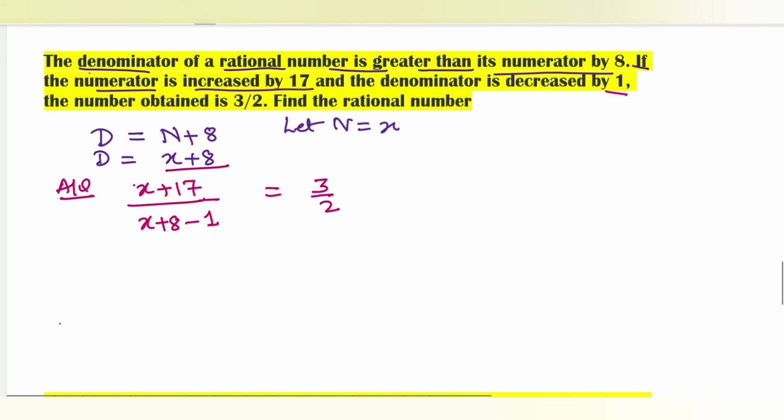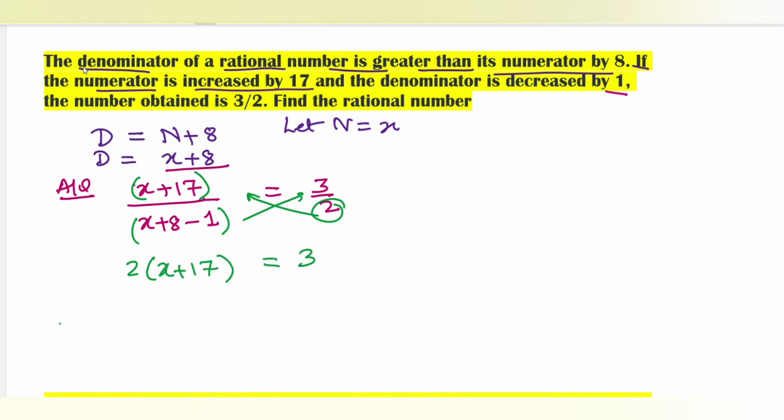So again we will solve for x. These are two terms, so put them in brackets first. Okay. Because when we cross multiply, we will take these together. So what comes to x plus 17? 2 comes. So 2 times x plus 17, and what shifts to 3? x plus 8 minus 1. So x plus 8 minus 1 is what? x plus 7. So distribute it and solve for x.